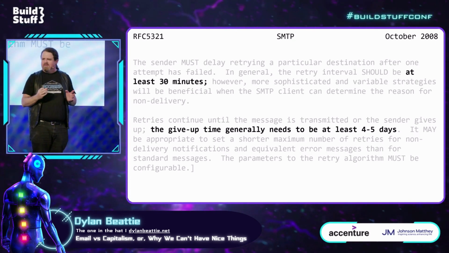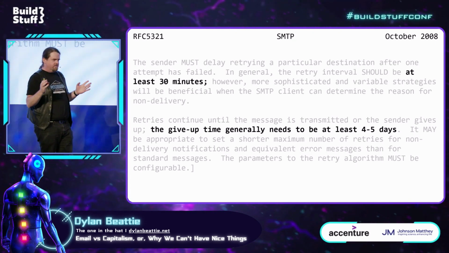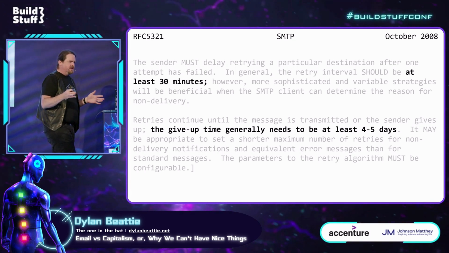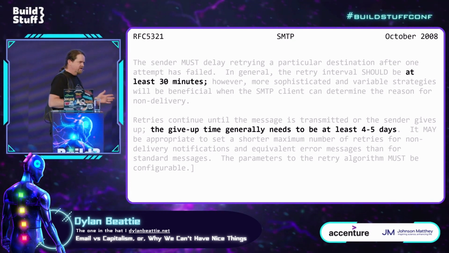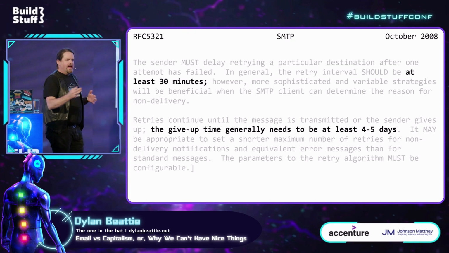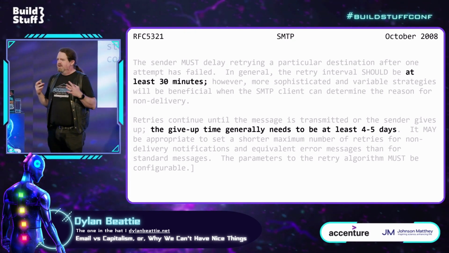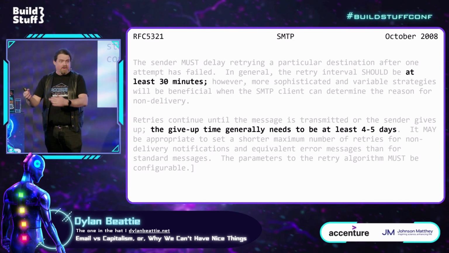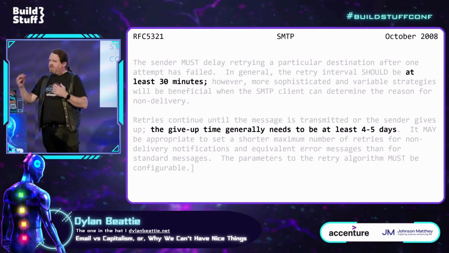Email says if it didn't succeed the first time, you wait 30 minutes before you try again. And email says you keep trying for 4 or 5 days before you decide that the message is undeliverable. Now, how does this align with the idea that if you get locked out of your account, we're going to send you a password reset? If you're trying to log into your account, we're going to send you a single-use authentication code.